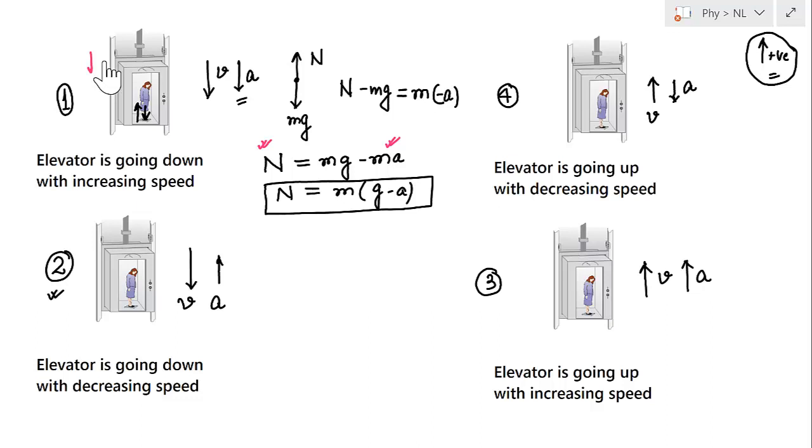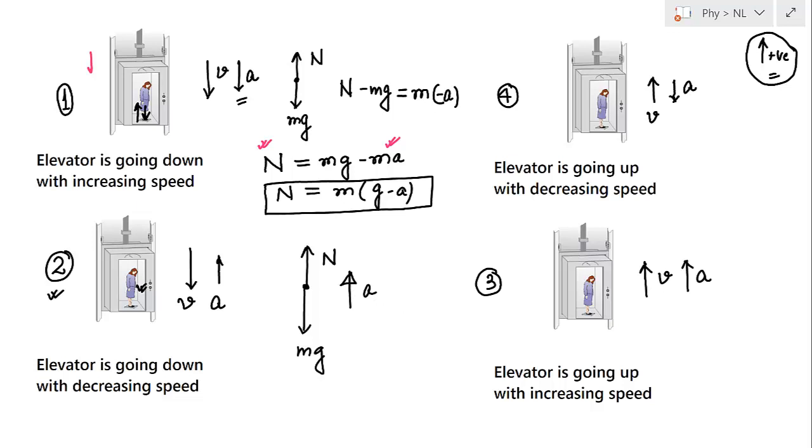Now let us consider situation 2. In this case again, we have to draw a free body diagram for this moment. So let us denote this moment using a point. What are the forces that are acting? mg is acting in the downward direction, and normal reaction is acting in the upward direction in this case again. And acceleration is in the upward direction.